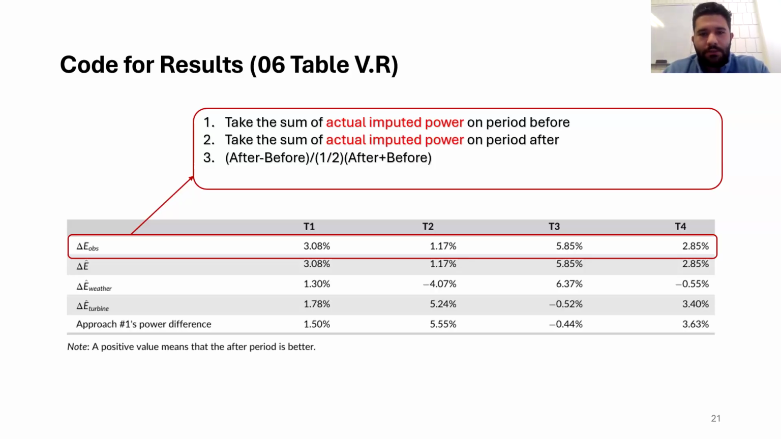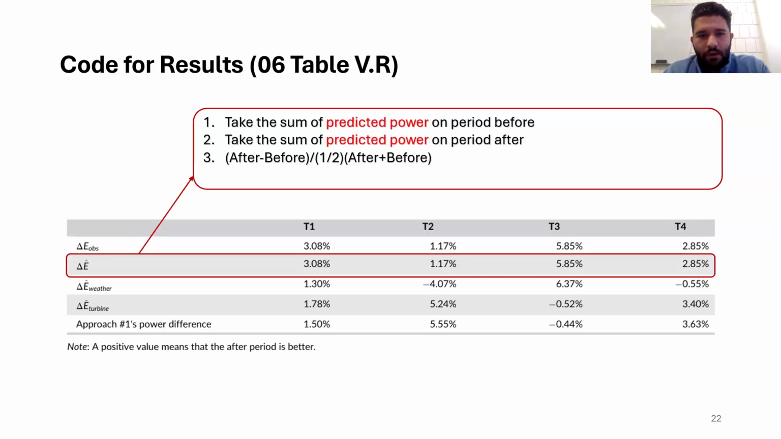For each turbine here, the before period is period 3, before the second LDP change, and period 4 is after the second LDP change. The second row is delta E hat. It's not observed data, but estimated. The only change from delta E observed is that it uses predicted power instead of actual power, the power predicted from the temp GP models we already developed.